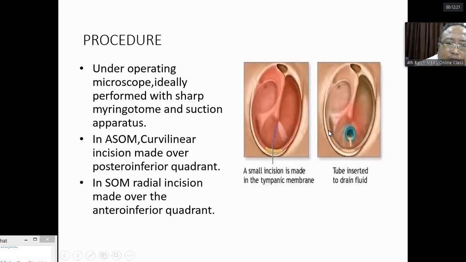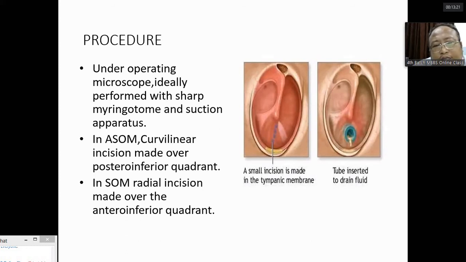This is the procedure. We give the incision almost in the anterior inferior quadrant around the cone of light, and the tube is inserted easily. A radial incision is given. In case of otitis media with effusion, ventilation tube insertion, the radial incision is given in the anterior quadrant, never in the posterior, and we preferably do it in the anterior inferior quadrant. This is how the tube is inserted and it drains. And usually in the exam, the question is asked: what are the main reasons for inserting ventilation tubes?